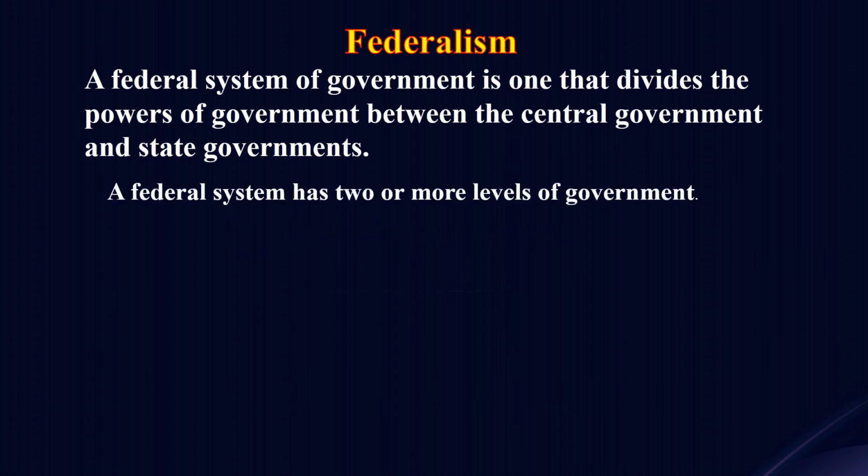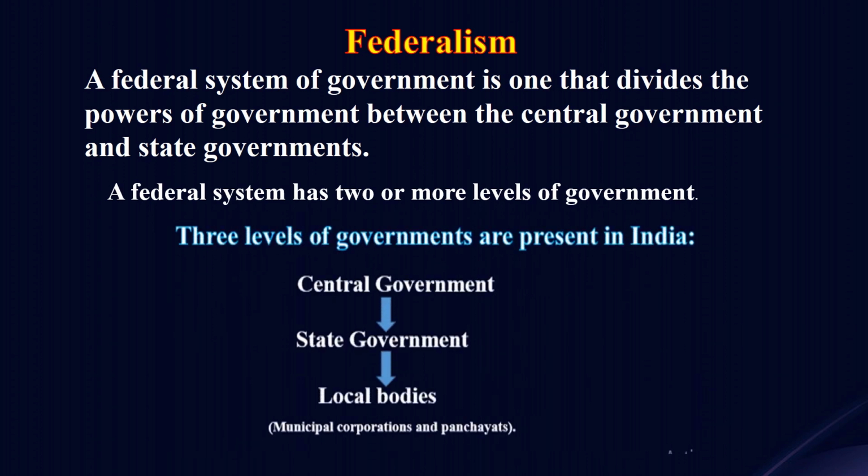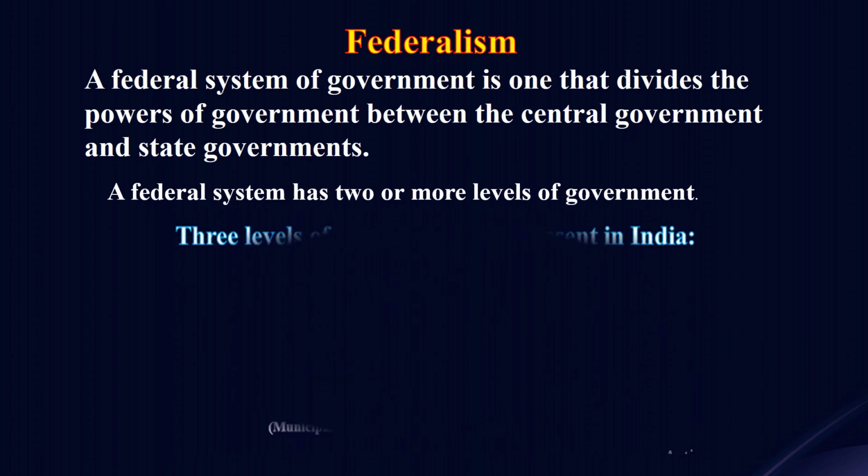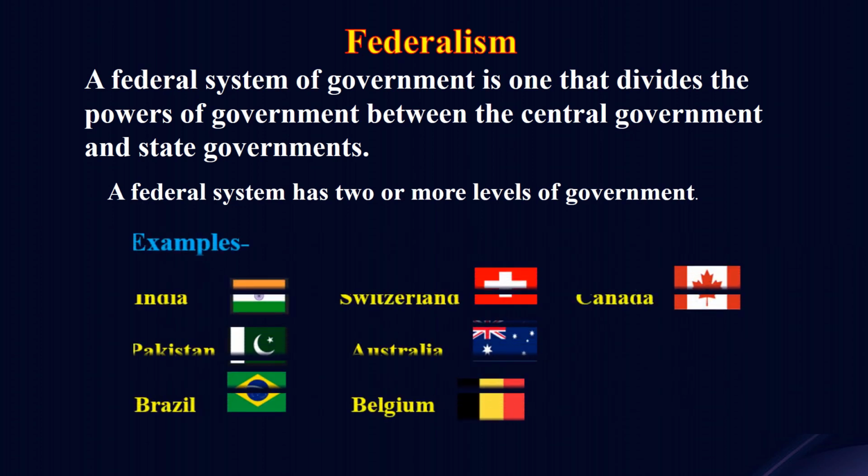For example, in India, we have governments at the central level, at the state level, and a third tier of government, Panchayati Raj or local bodies. So India has a federal system of government. Some other significant examples of federal systems of government are Pakistan, Brazil, Switzerland, Australia, Belgium, and Canada.